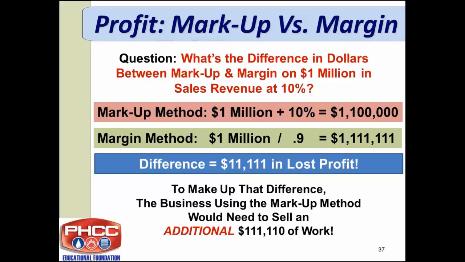So how much work do you have to do to recover $11,000 in lost profit when you're trying to earn that 10%? For this business, in this example, the company would actually have to sell an additional $111,000 of work to make up that lost profit, just because somebody did the math wrong in calculating their profit percentage. So do you think it's easy or hard for a company that is doing $1 million worth of work to do another $111,000 worth of work? It's tough.